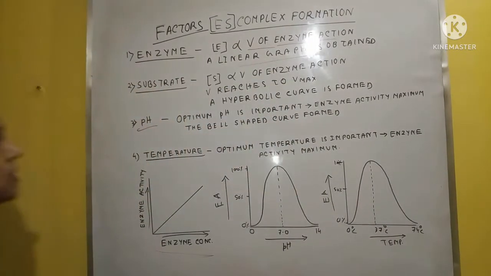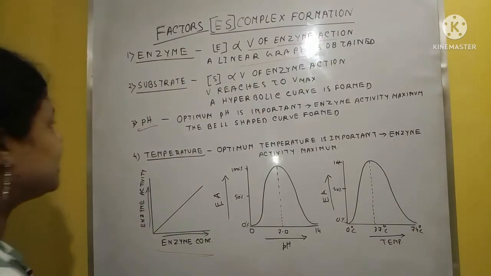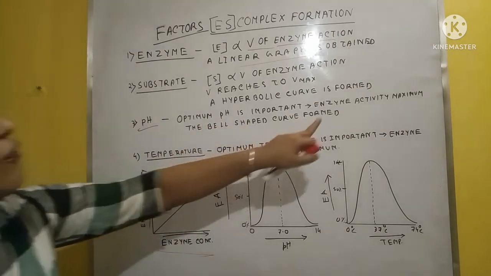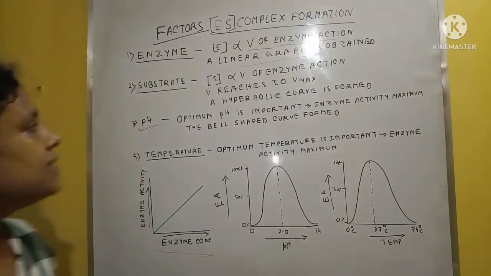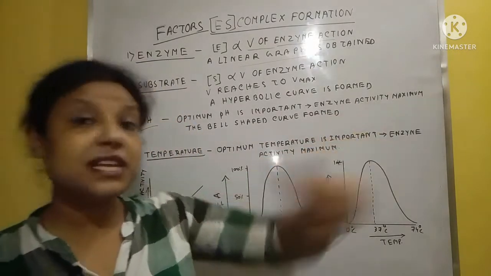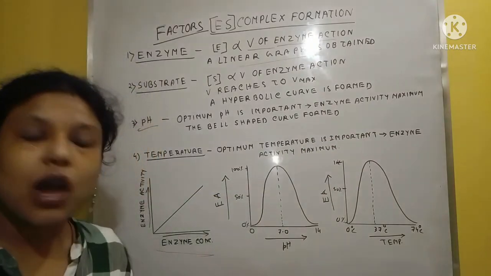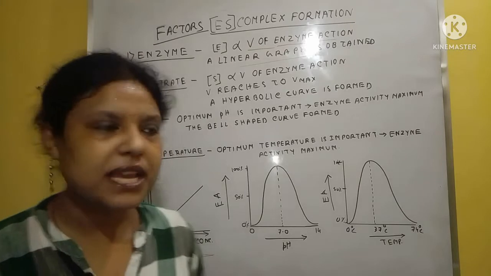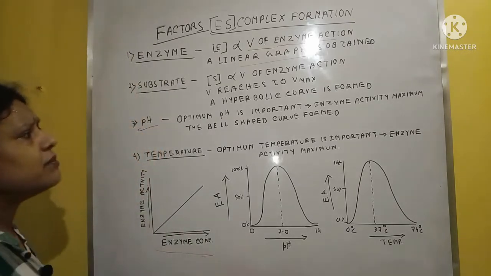Another important factor is the pH. What is the pH factor? The optimum pH is very important for the enzyme activity. That means when the pH is optimum, then the enzyme activity is maximum. But below the optimum pH or above the optimum pH, the enzyme activity decreases.